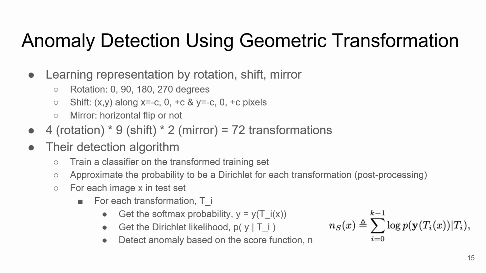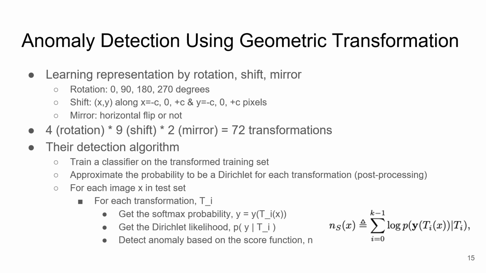So there are 4 times 9 times 2, 72 transformations in total. And their detection algorithm is straightforward. First, we train a classifier on the transformed train set. So we have a model.